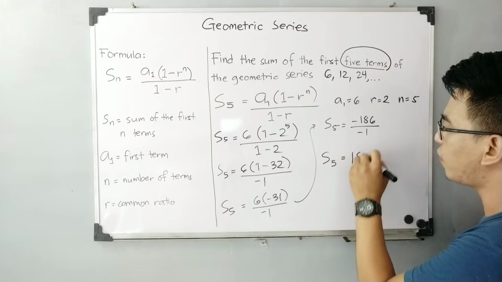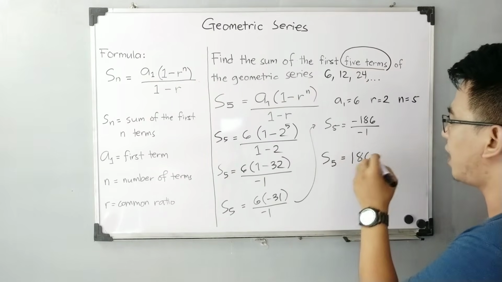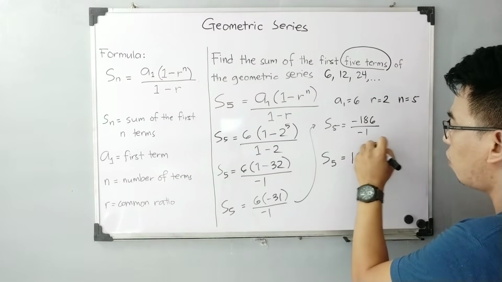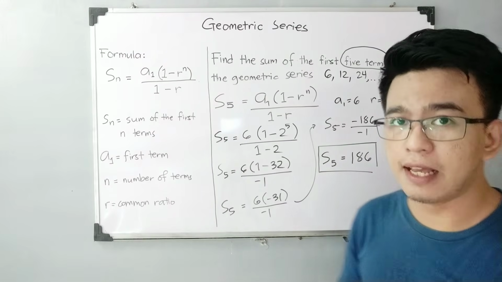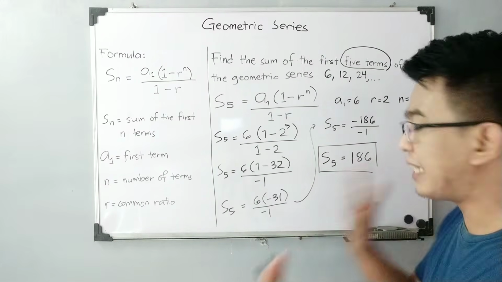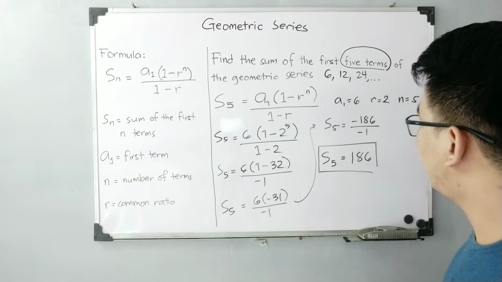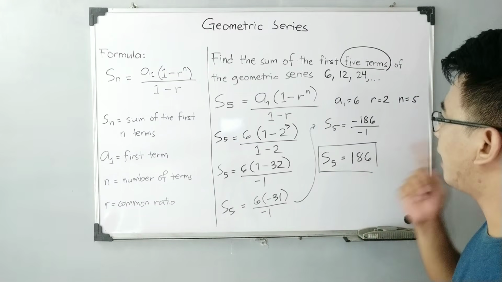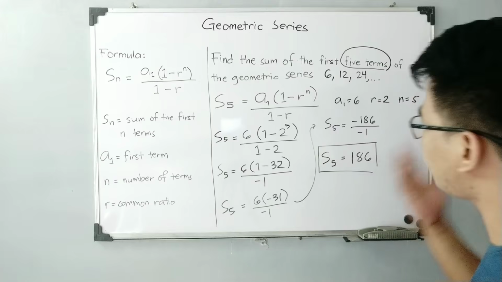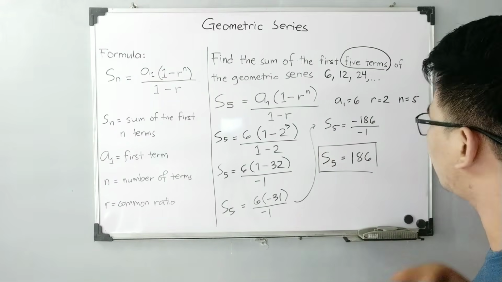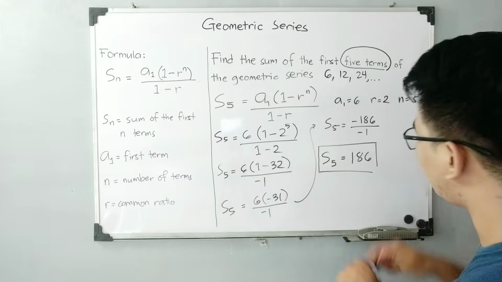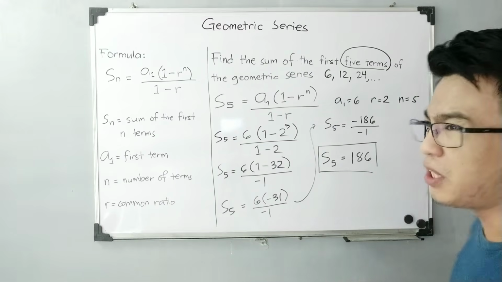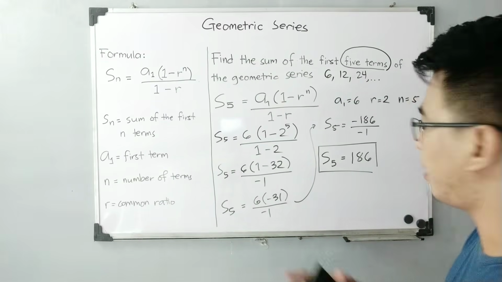That is 186, or positive 186. So this is the sum of the first 5 terms of the given sequence. Okay, the answer is 186. Now, if you try to calculate this one, all you need to do, sa akin lang, you can do it manually because it's too little pa naman.